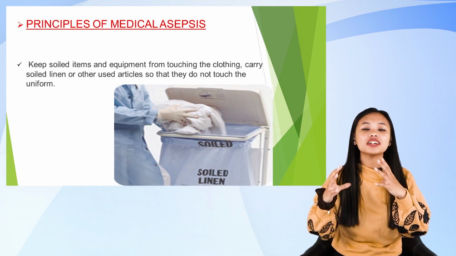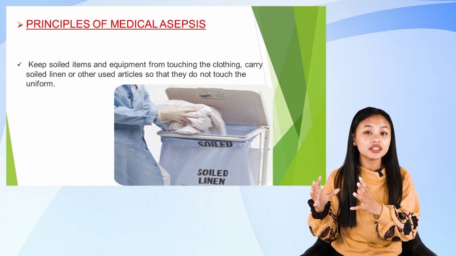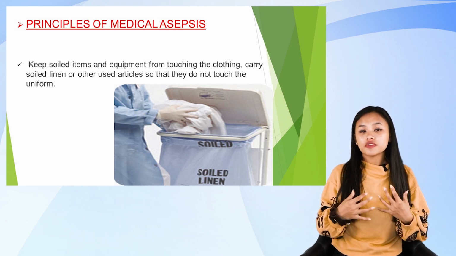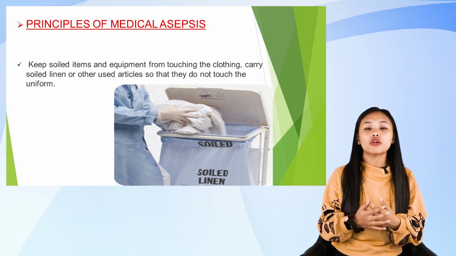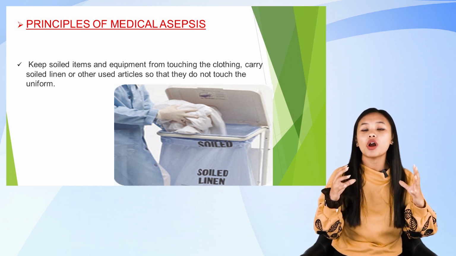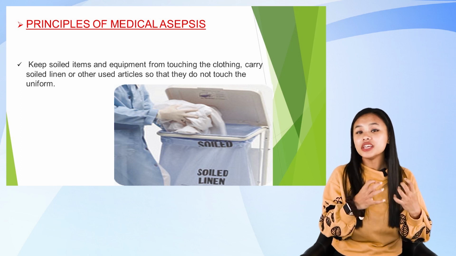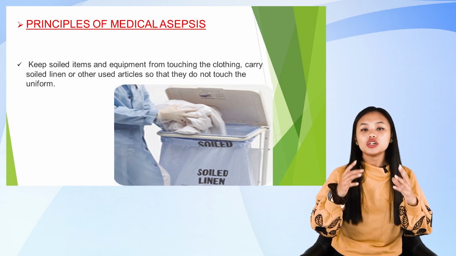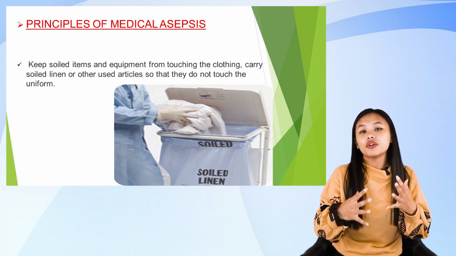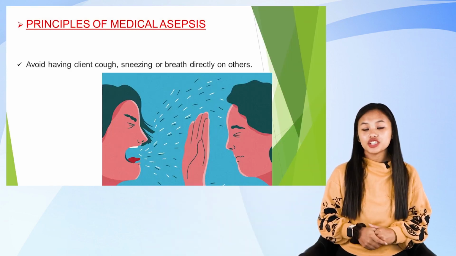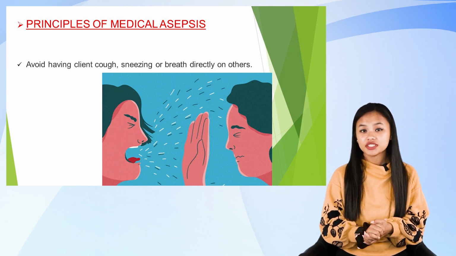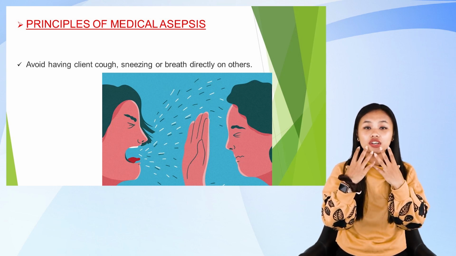The soiled items as well as the equipment which is contaminated must not touch the clothing of the healthcare workers or of the patients or of the family members. And also whenever you are carrying or handling these soiled items, you must make sure that it does not touch you or even your uniform. You should not place any soiled linen or even any of the contaminated items near the food because this will increase the contamination of both the surfaces. You should also advise the client to cover their mouth whenever they are coughing or sneezing, and they should not do it directly on others.